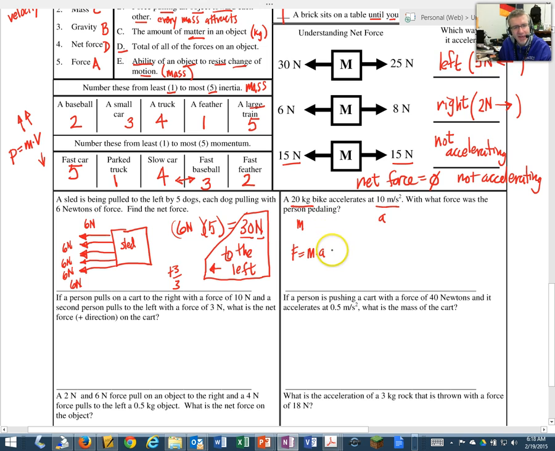Force equals mass times acceleration. What have I got? What do I need? 20 kilograms times acceleration, 10 meters per second squared.